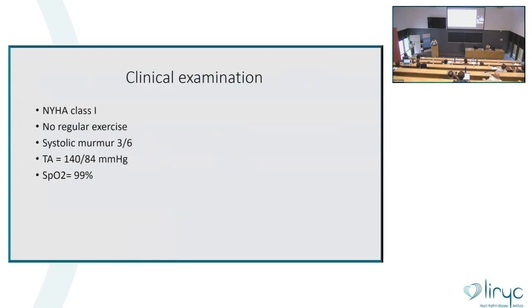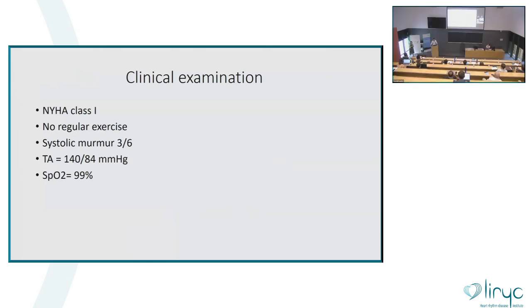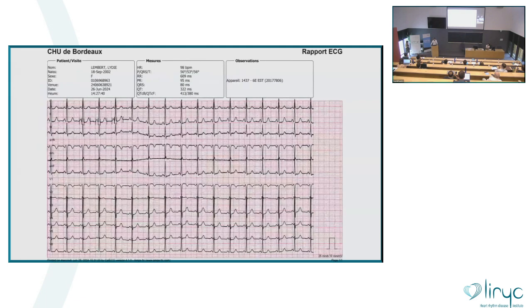The clinical examination, this patient is NYHA 1 class, even though she doesn't do regular exercise. She had a systolic murmur, and the rest of the exam is normal. Here we have the electrocardiogram, where we can see that the AV conduction is normal.